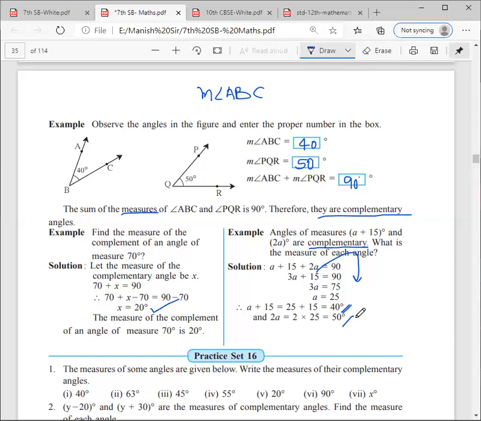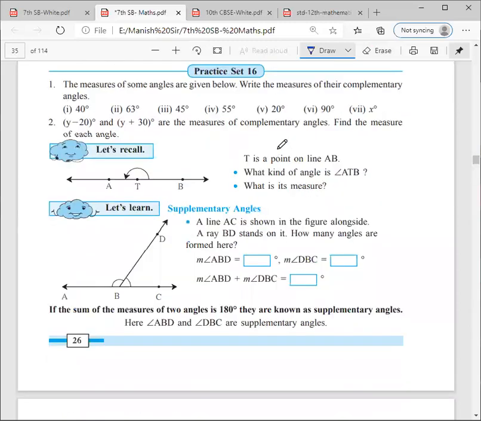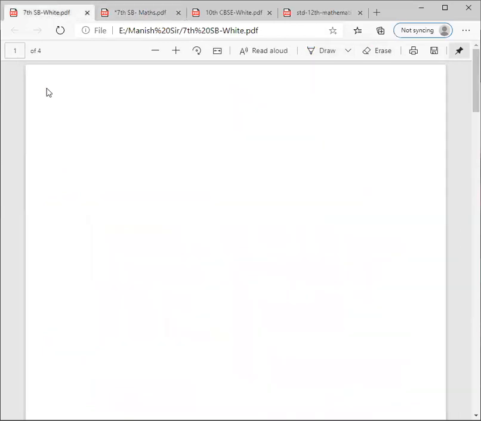Is it easy? Yes. Okay. So now we will start the practice at 16. Just try to understand. First question of practice at 15. What have they given?